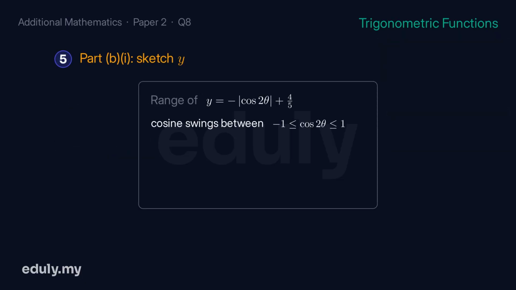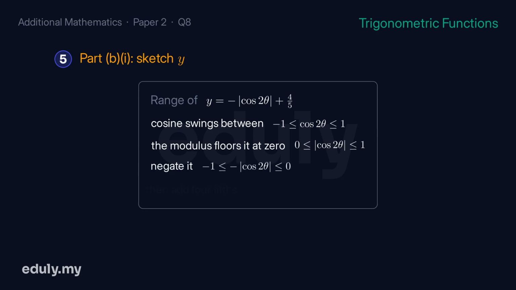First, how high and low does it go? Cosine stays between -1 and 1, the modulus floors it at 0. Flip it and lift by 4/5, and y runs from -1/5 to 4/5.